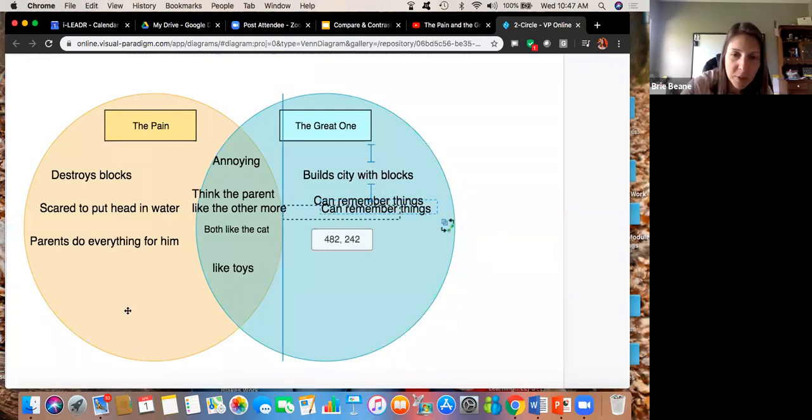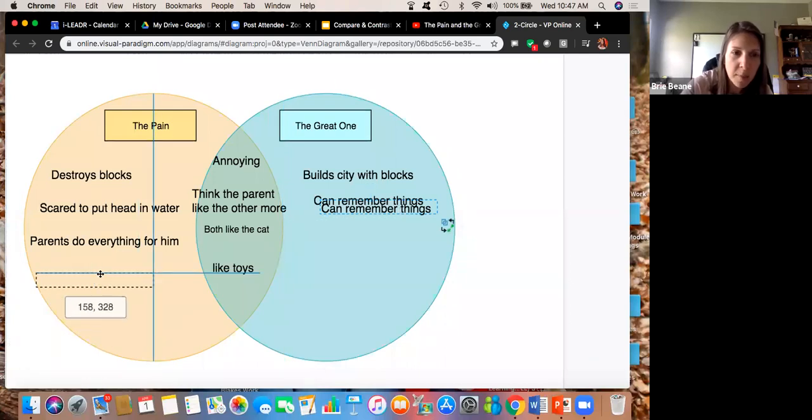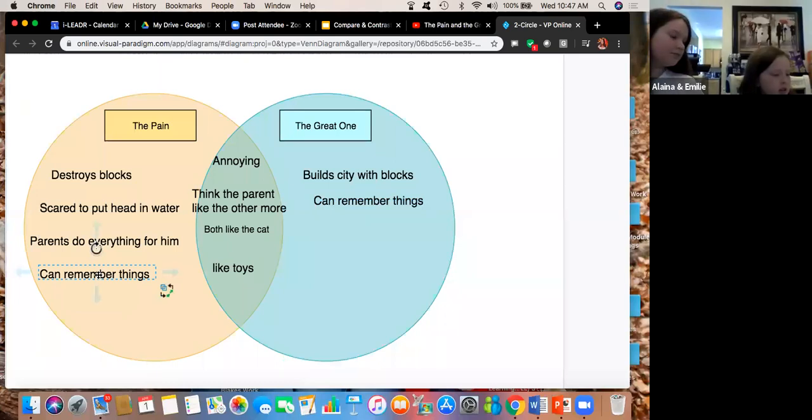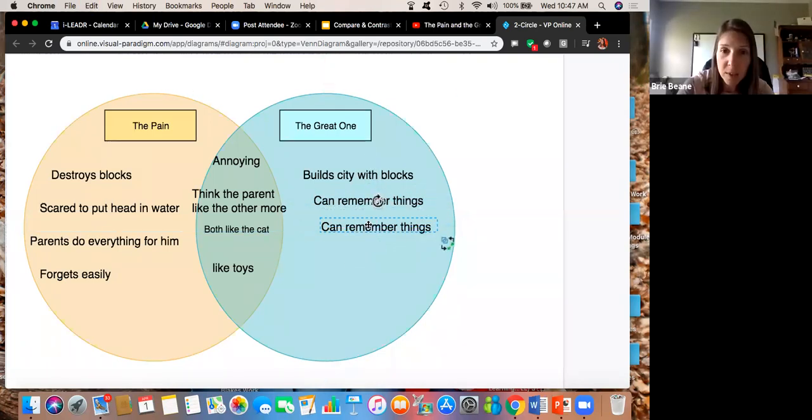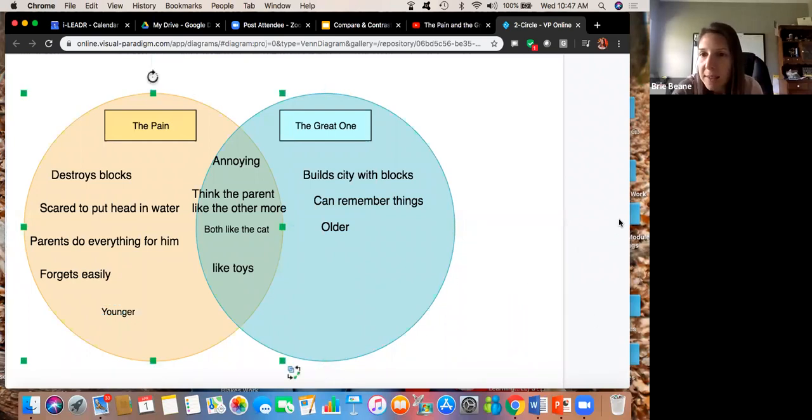Let's see, we'll put that over there. Great job, Elena. Emily, what did you have? The great one is older and the pain's younger. Good, older. And the pain is younger. Good. Excellent job, girls. Give them silent claps. Good, good, good.